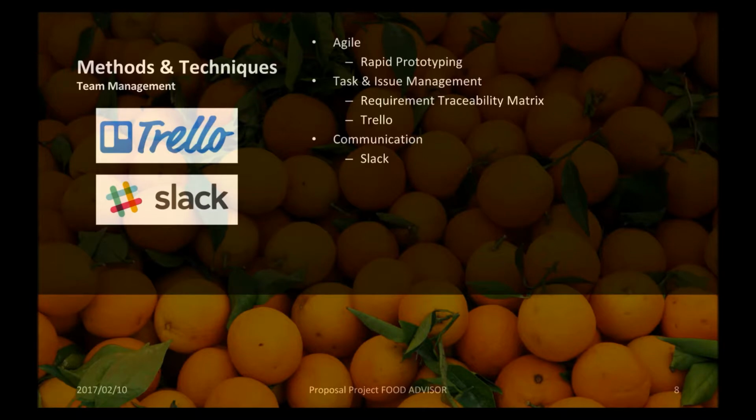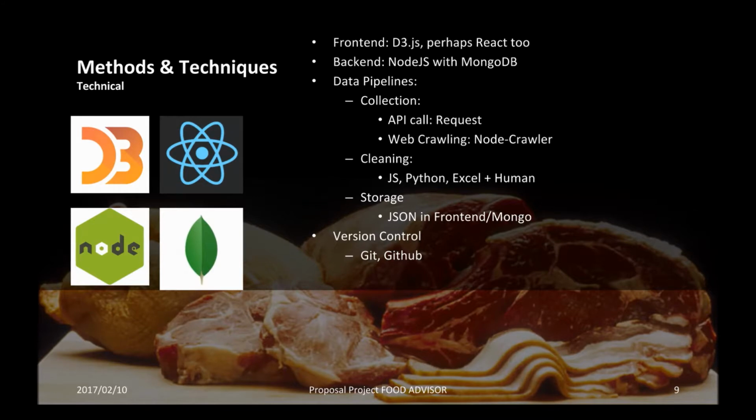Okay, and then they talk about the methods and the techniques. What are they going to use to manage the group, in this case Trello and Slack? And they probably also use GitHub. And what are they going to use in technical platforms to create this project? As you can see, they're using D3, JavaScript, Python, Excel, node crawler, JSON in the front end, and Mongo. And of course, the version control is happening at GitHub.